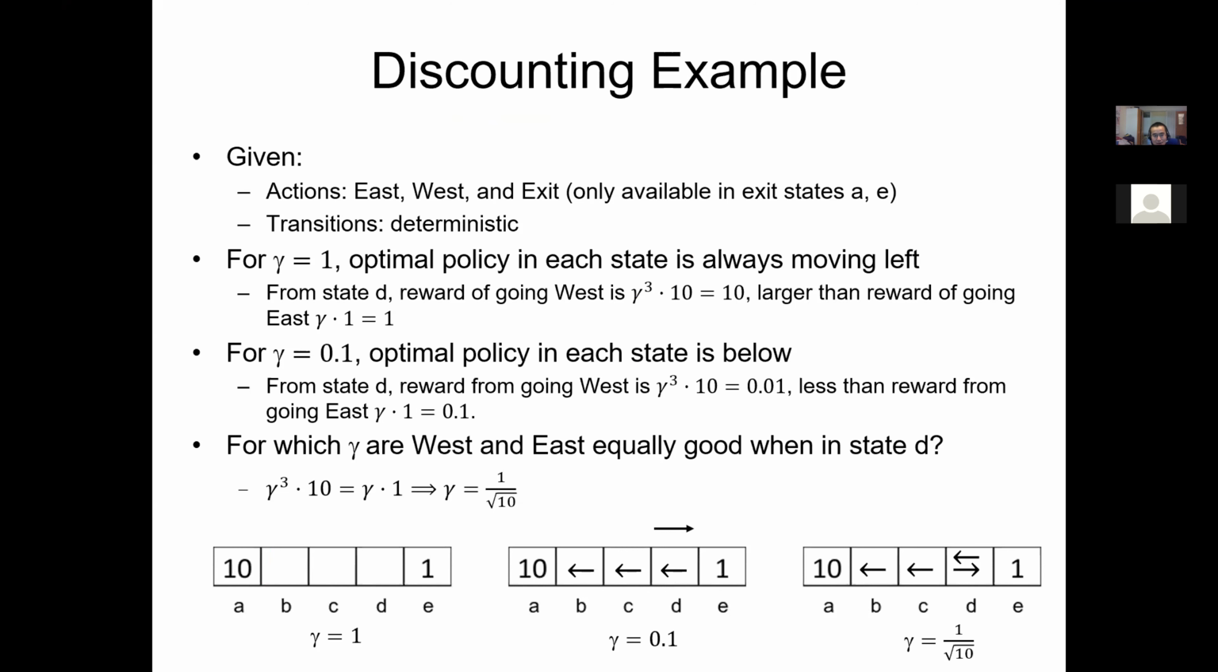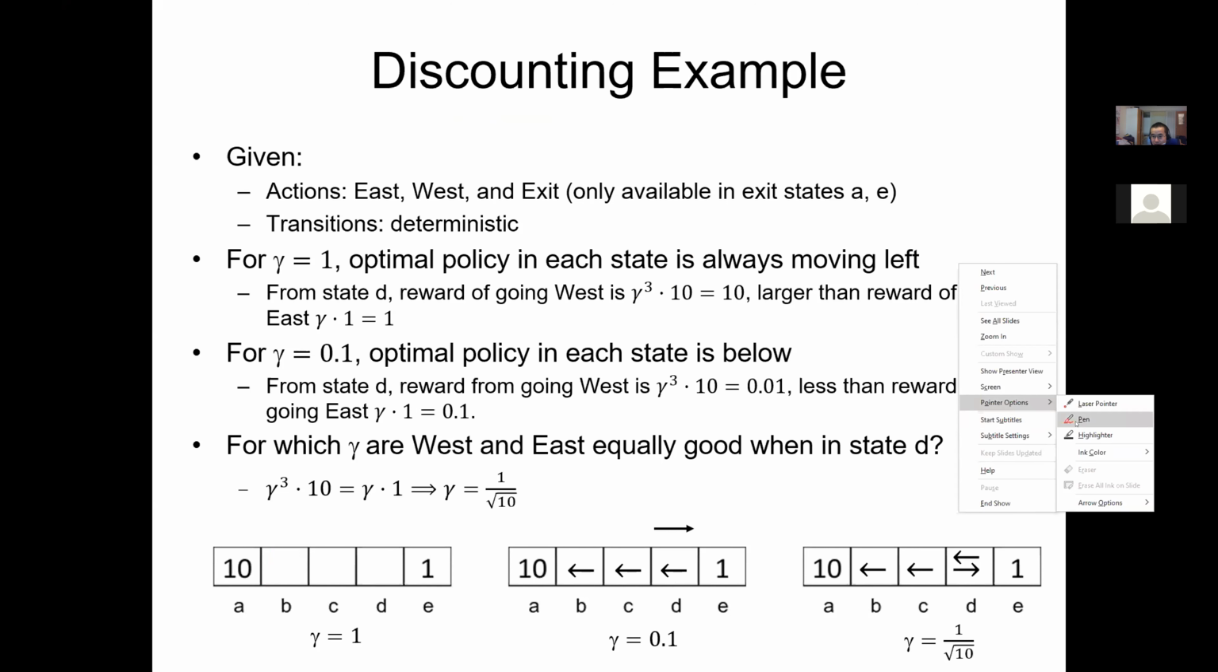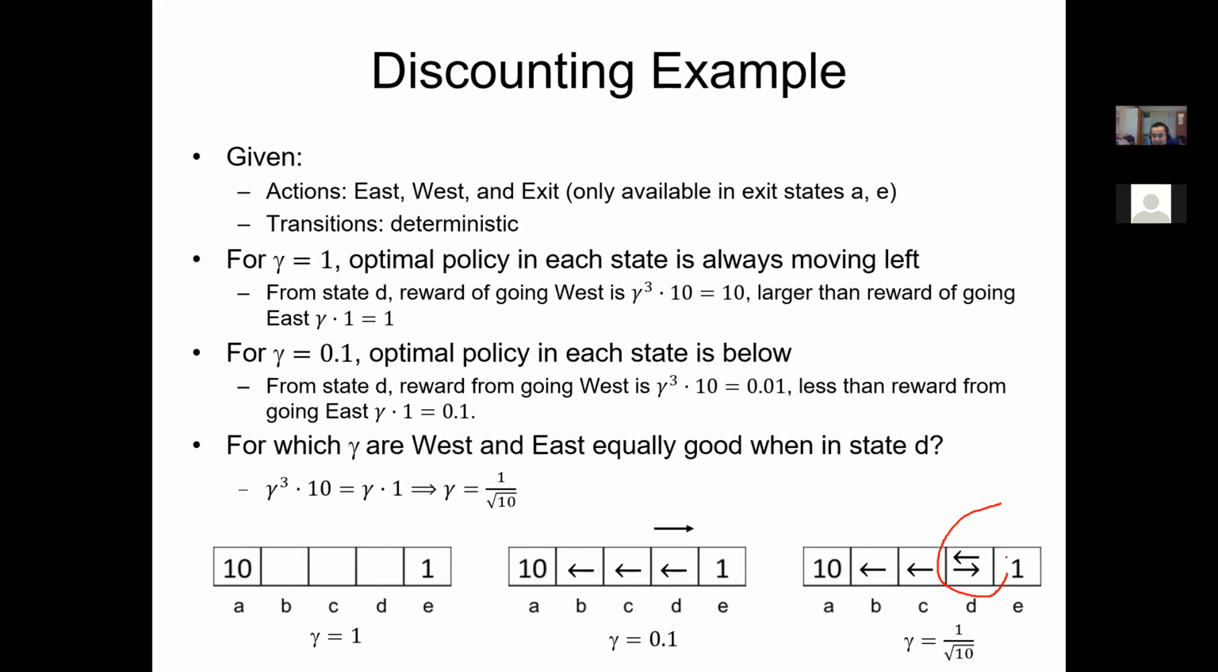So the policies of B and C are correct, but the policy of D should go east. So for which gamma are west and east equally good when in state D? You can solve for this equation and get gamma equals 1 over square root 10. So this notation means that in this state, both actions are equally good.